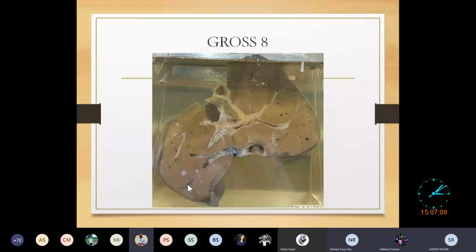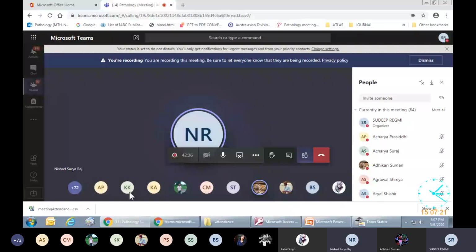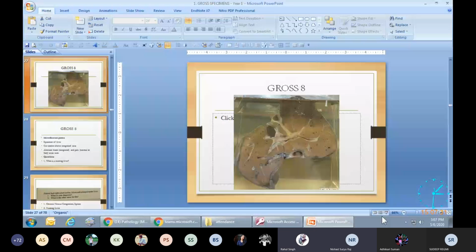The specimen must be a structure... congested blood vessels. Okay, Surya, can you please carry on? So the specimen is of the liver. Okay, very good. It shows congested blood vessels with nutmeg appearance. So, what do you mean by nutmeg appearance?